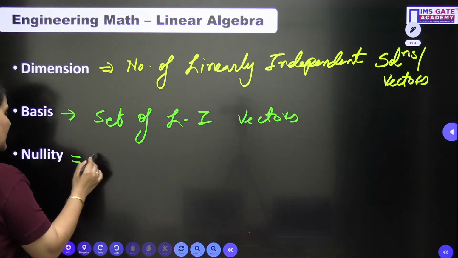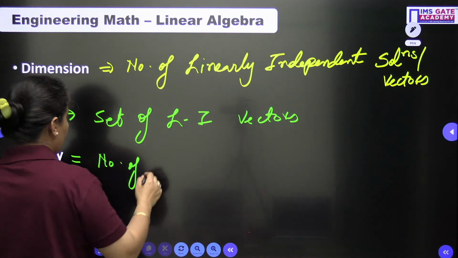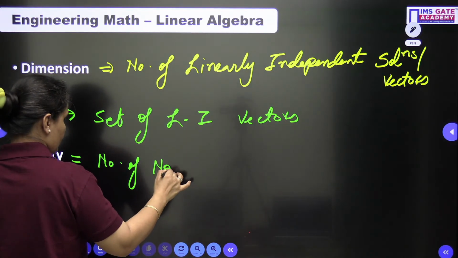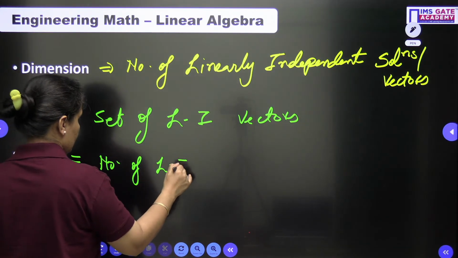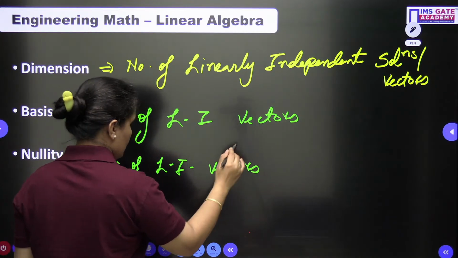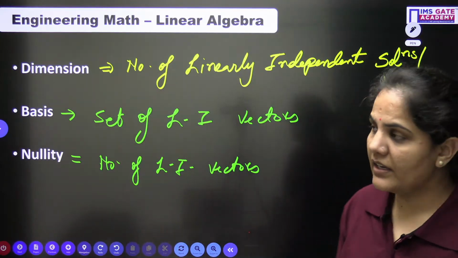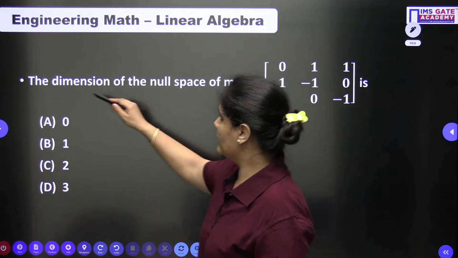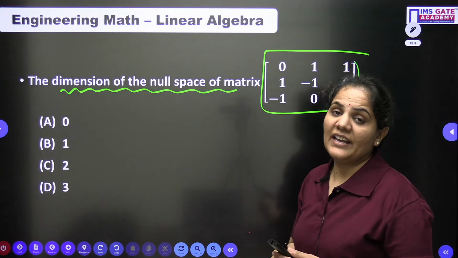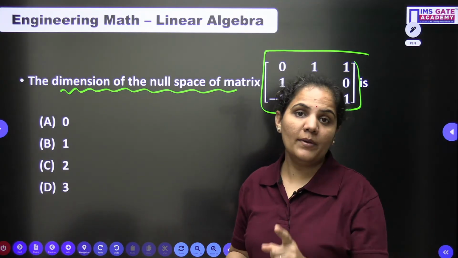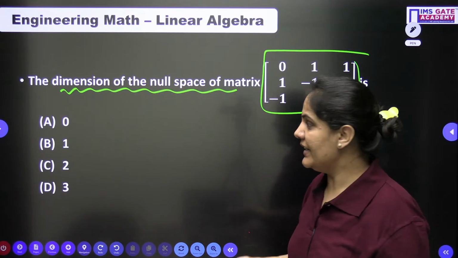And nullity is also the same. Nullity is the number of non-zero rows, or the number of linearly independent vectors. Clear? Here you should know, bacho, as it is asking about the dimension of the null space of this matrix, we need to find the dimension. Dimension means I need to check how many linearly independent vectors are there.